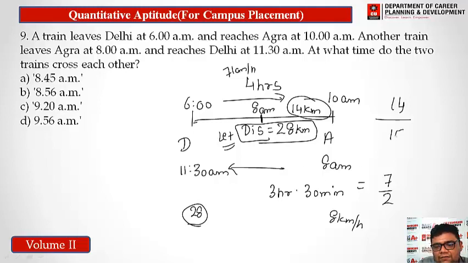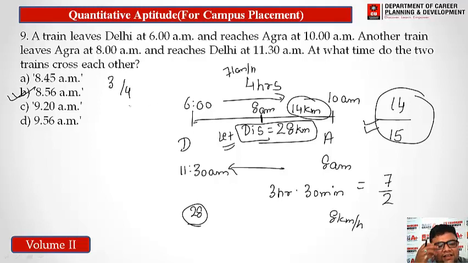So the combined speed is 15. If we divide 14 by 15, it will be less than 1 and near to 1, so the time will be less than 9 and near to 9, right? Less than 9 and near to 9, which is our option B only. But there are two options, A and B. If A is the option, that is 8:45, we have to find 3 by 4. But it is greater than 3 by 4, right? That's why option B is the correct answer, right?